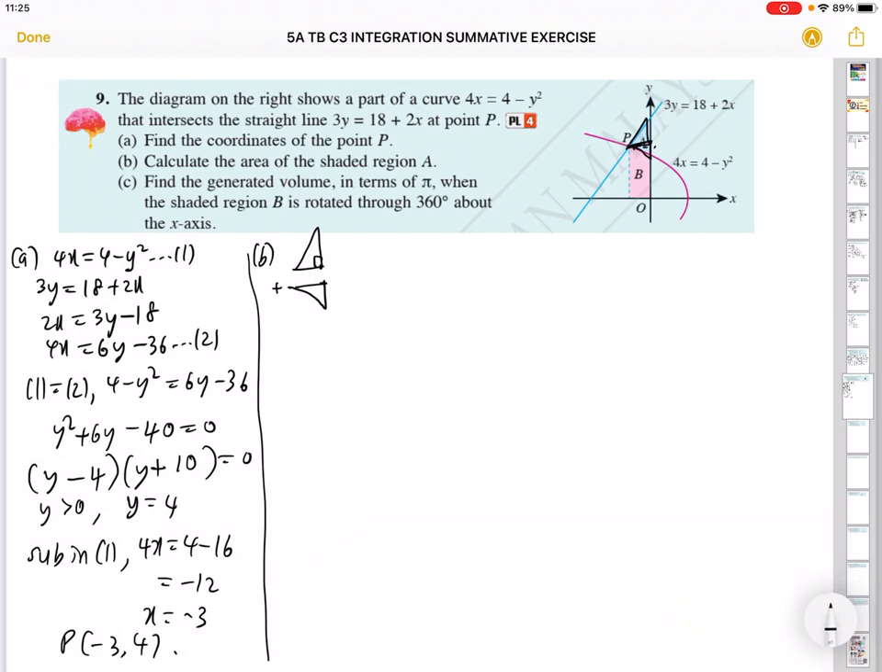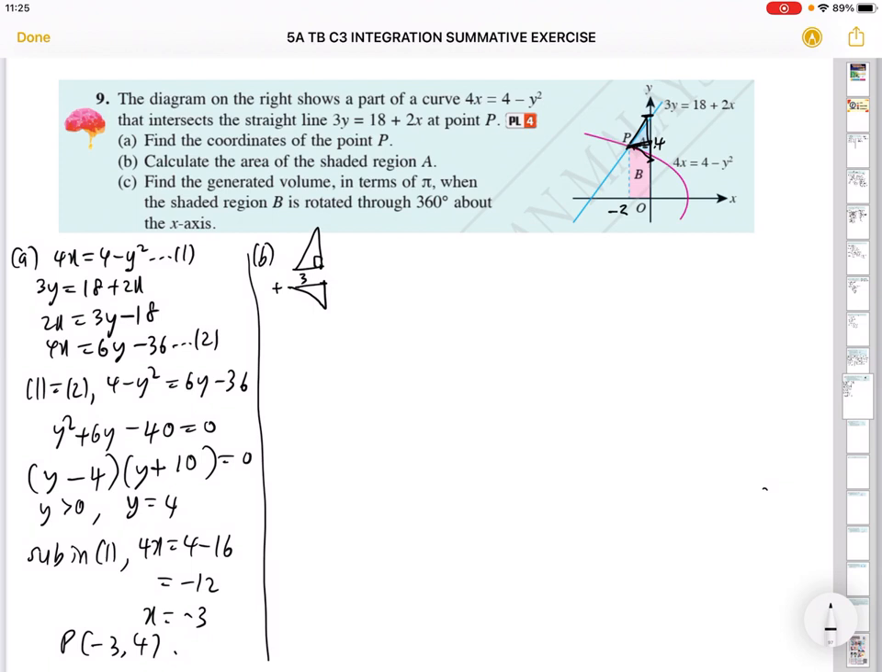I need to know the limit. Alright, so we know point P is (-3, 4). That means the length from here to here is 3. The triangle, I know, is a bit too small. This is 3 here, right? And we know this is 4, and this is minus 3. We need to find the x-intercept.